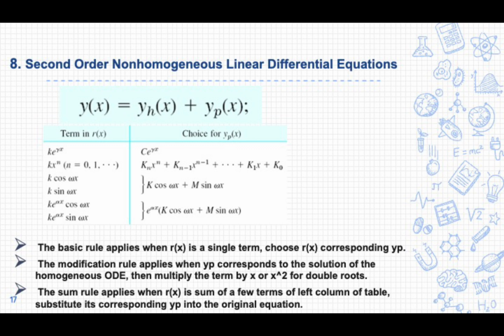The basic rule applies when r(x) is a single term: choose the corresponding yp. Then the modification rule applies when yp corresponds to a solution of the homogeneous ODE. Then multiply the term by x, or x squared for double roots. Last, the sum rule applies when r(x) is the sum of a few terms of the left column of the table. Substitute its corresponding yp into the original equation.